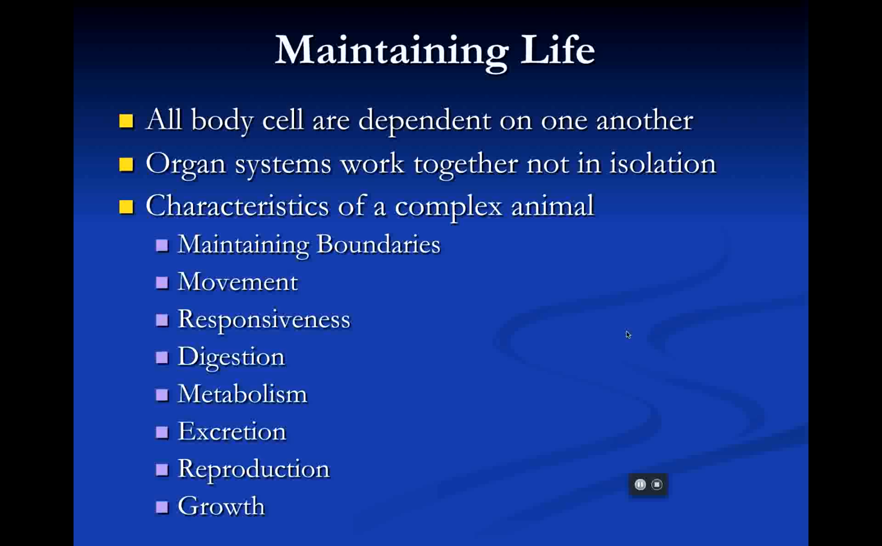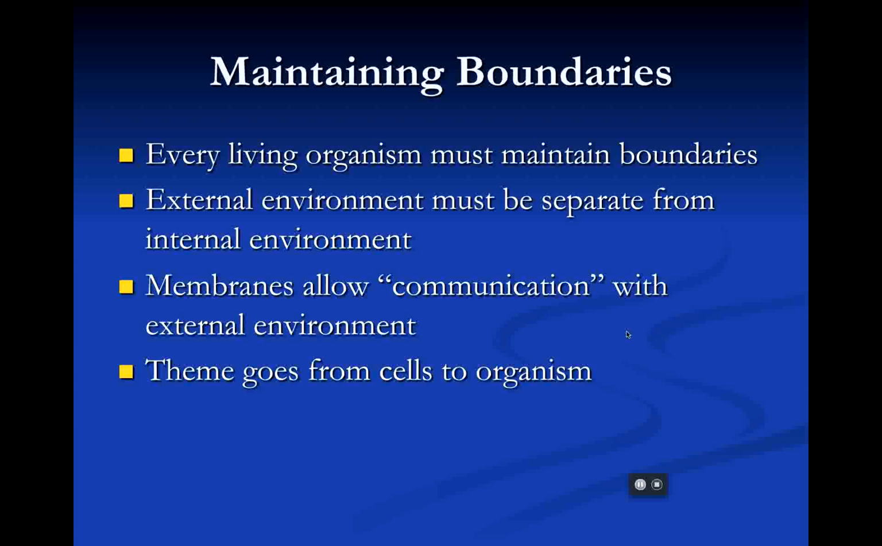Now that we've got our organ systems together, how do we maintain life? And by life, we want to qualify that by saying that we are a complex animal. The list of characteristics on this slide is not a list of things that you need to be considered alive. The list of things on this slide are characteristics of a complex animal, and we're going to go over each one individually.